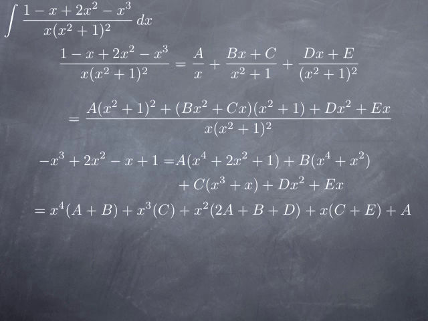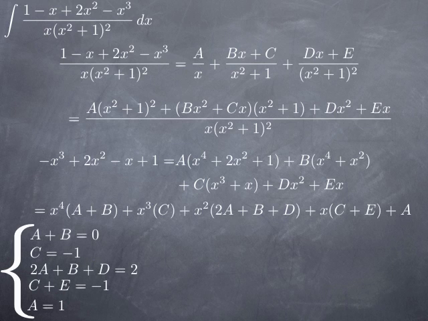So if I do that, the coefficient of x to the fourth, you see that it is a plus b. We have only one term in x cubed, it's cx cubed. And for x squared, we have 2a, b, and d. As for x, we have cx and ex, and the only constant term is a multiplied by 1. If now we identify the coefficients of corresponding degree, we see that a plus b should be 0, c should be negative 1, 2a plus b plus d should be 2, c plus e should be negative 1, and a should be 1. So these are the conditions.